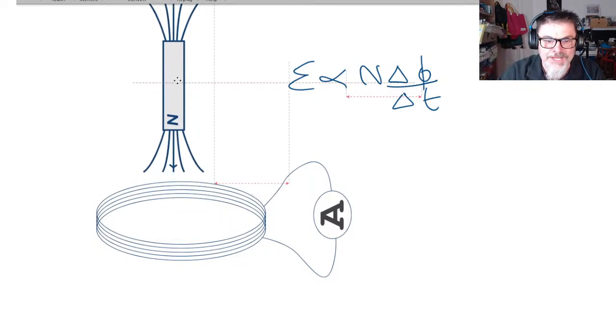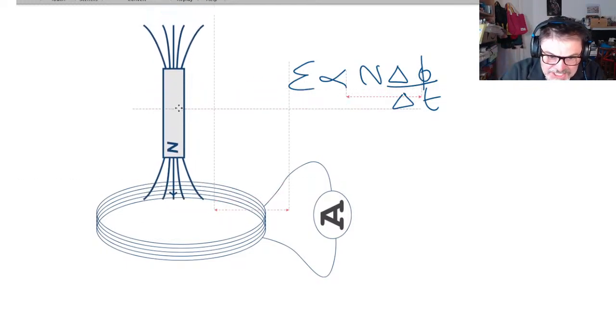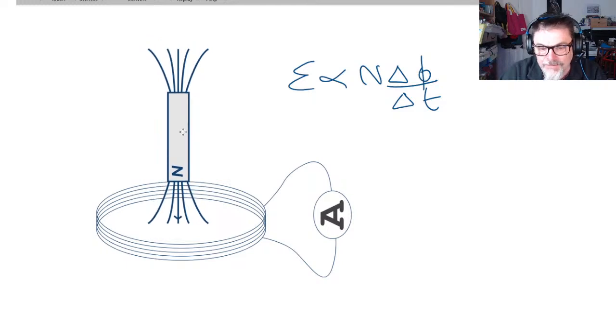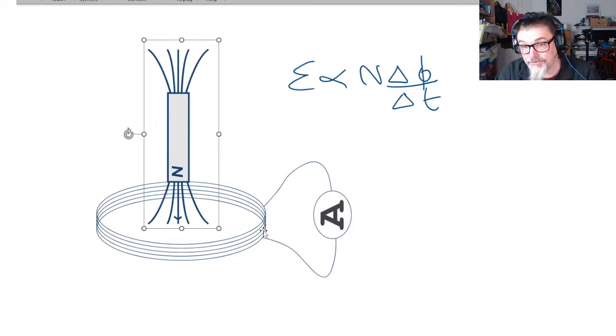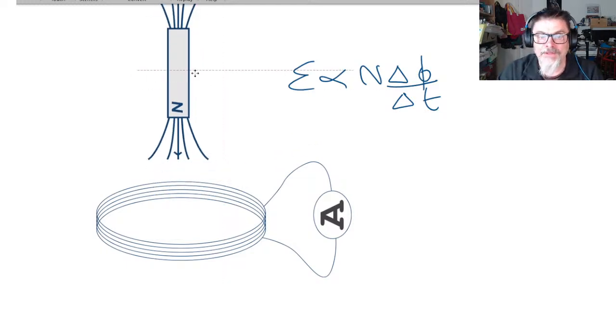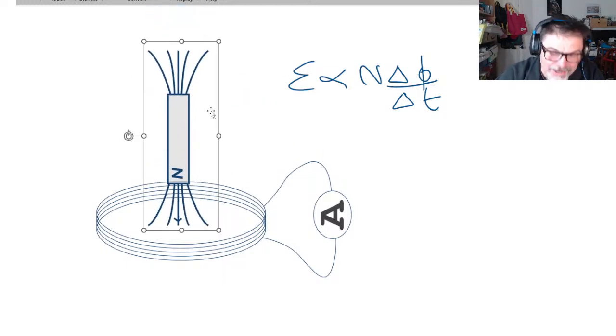And the reason for that is if we kept it moving at a steady speed, then the number of lines going through the coil is increasing. So we get an EMF. But the fact is the magnet's accelerating as well. So not only are we getting more lines, but they're coming more quickly. So in other words, you get a real big EMF.